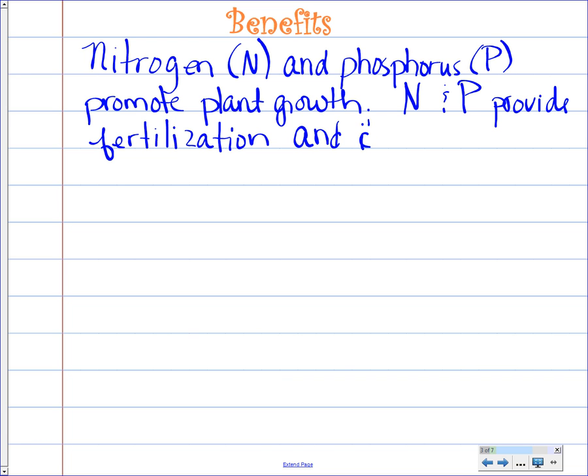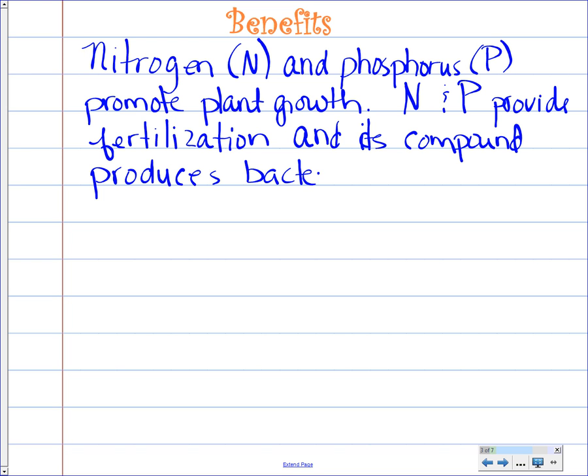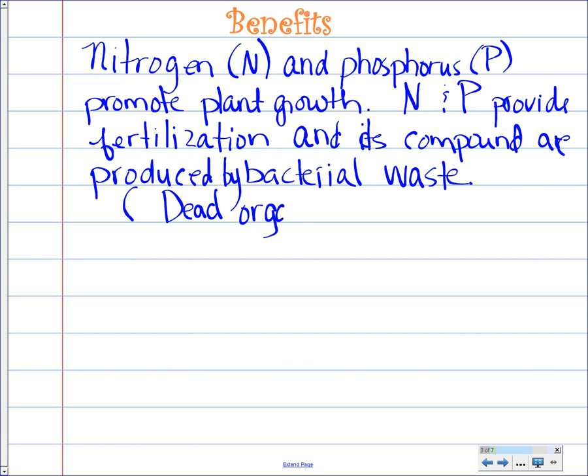And its compounds are produced by bacteria. Remember, we have good bacteria and we have bad bacteria. I should say compounds produced, sorry guys, by bacterial waste. So nitrogen and phosphorus provide fertilizers, and its compounds are produced by bacterial waste. What are some bacterial waste? When we looked at the picture, what is the waste? What happens? The animal dies. So dead organisms. Organisms being animals and plants.